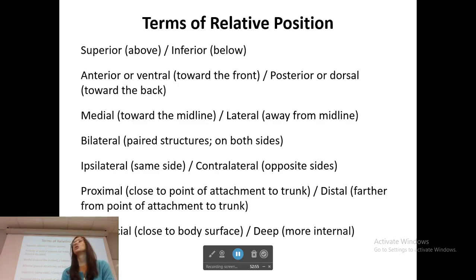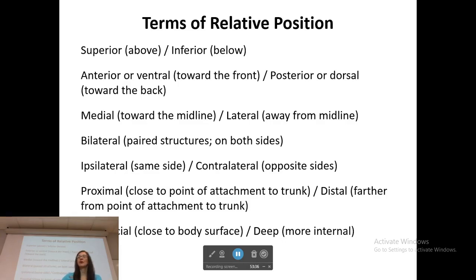Your foot is blank to your knee. So what would that be? Distal. The knee is blank to the foot. Proximal. The knee is closer to your hip than your foot is. So the knee is proximal to the foot, meaning that it's closer to the attachment than the foot is. You always have to refer back to the attachment to the trunk.